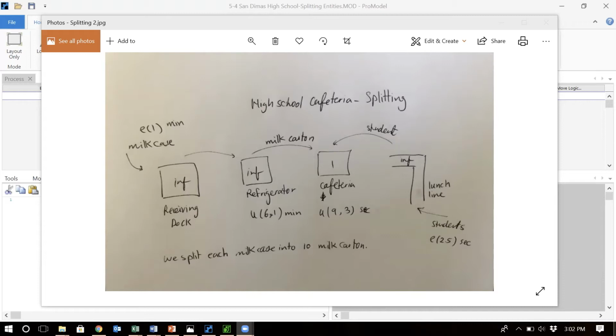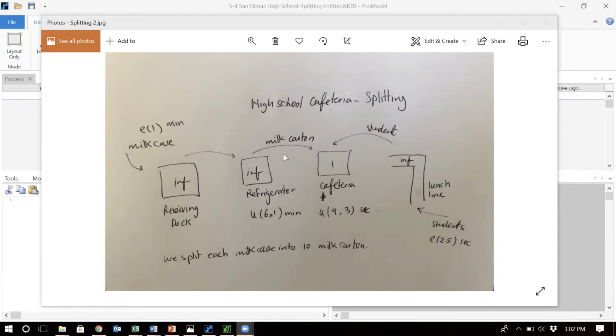In this example, we are going to model the cafeteria in a high school. In this cafeteria, we receive meal cases at the receiving dock. These meal cases are then sent to the refrigerator. At the refrigerator, we open each meal case into 10 milk cartons. That's what we have here.